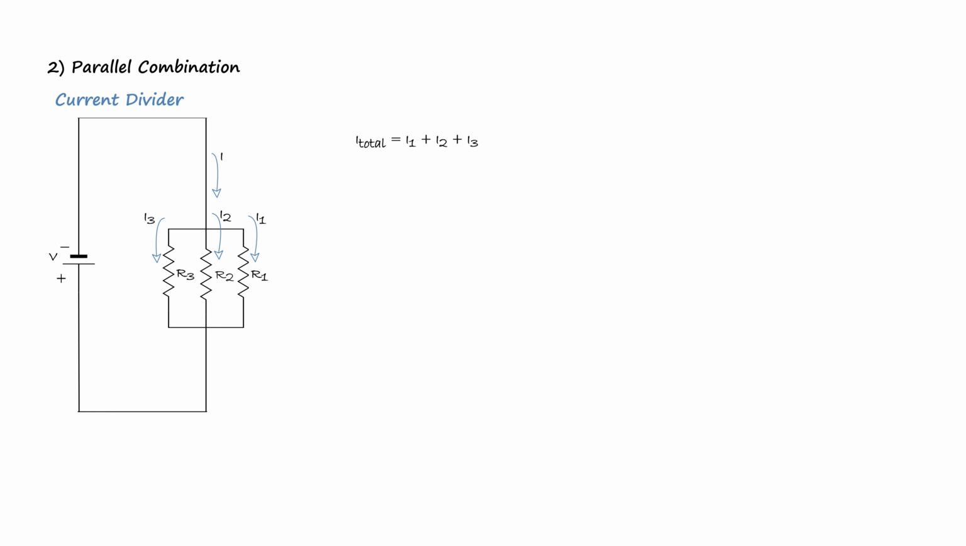And the general formula for I1 is: I1 is equal to 1 over R1 divided by 1 over R1 plus 1 over R2 plus 1 over R3, times I total, which is simply equal to R2 times R3 divided by R1 times R2 plus R2 times R3 plus R3 times R1, multiplied by I total.